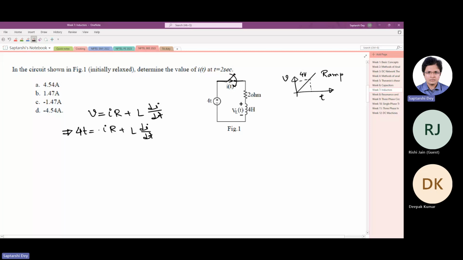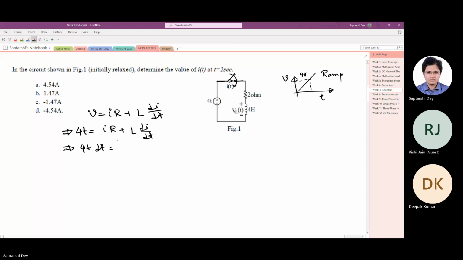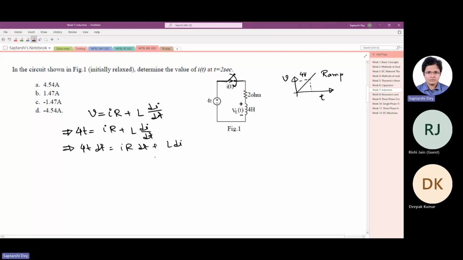All right. Now what we have is two variables, i and t. We have to solve this equation. So we can write 4t dt equals iR dt plus L di. We do not know i as a function of time. So what to do? Wait.